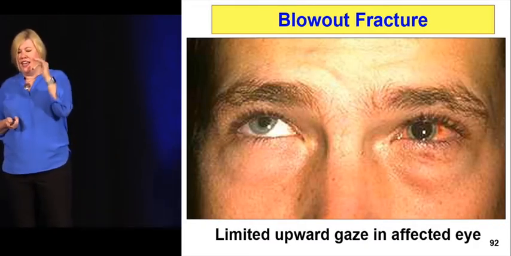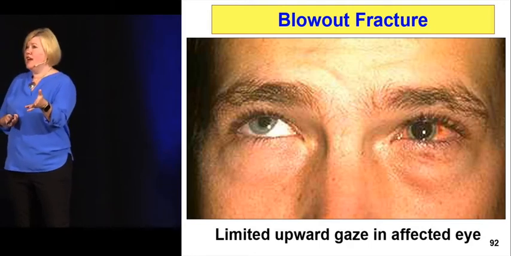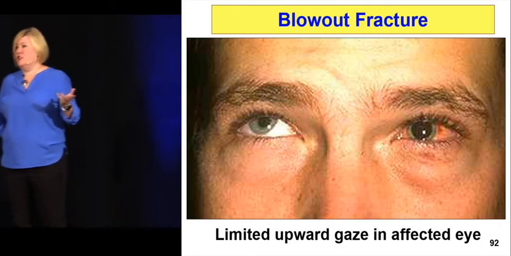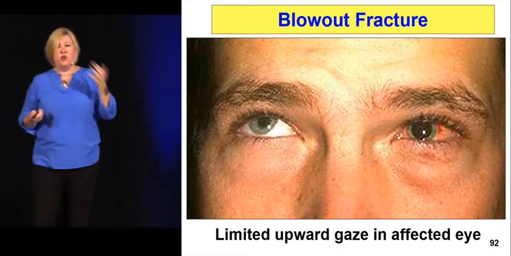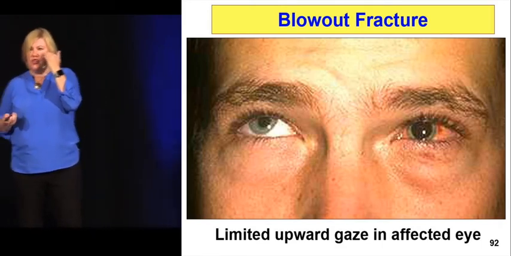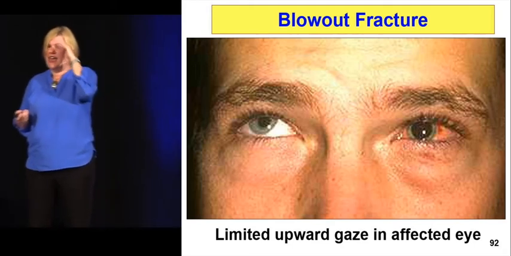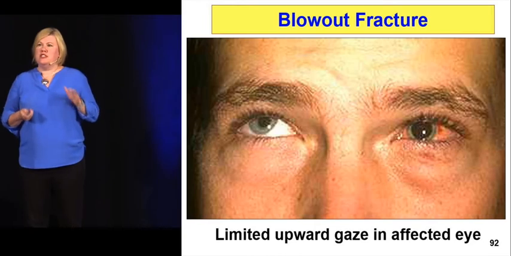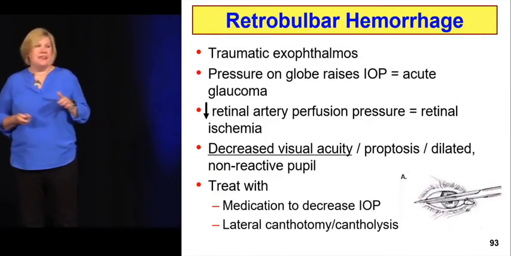The affected eye can't look upward. This eye is also red, probably has some traumatic iritis associated with it as well, and that would make sense with their blunt force injury. So you worry about an inferior orbital wall fracture with trapping of that inferior rectus muscle, so they can't look upward. That's the blowout fracture.